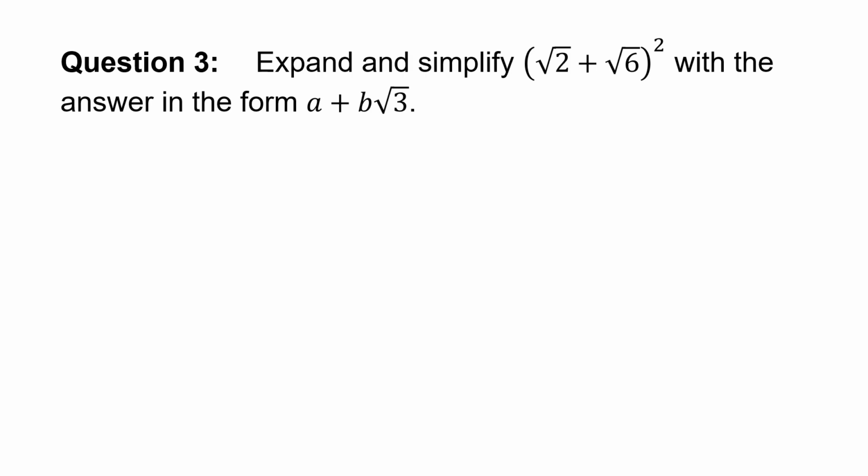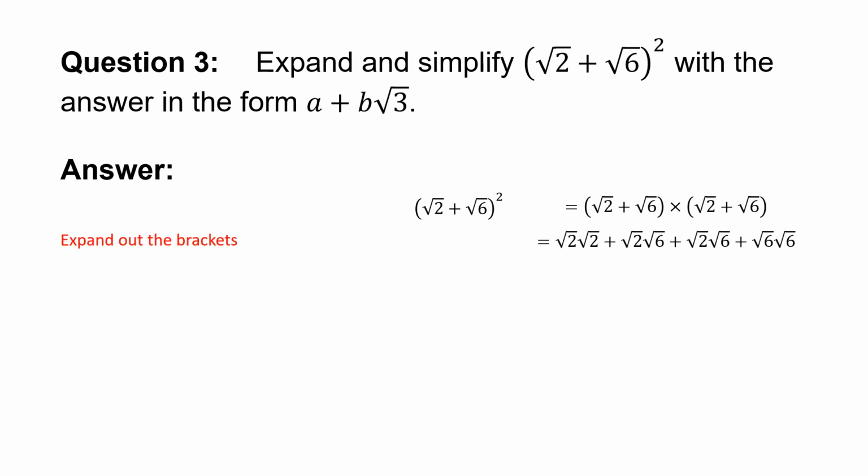So the next question we have, expand and simplify root 2 plus root 6 squared. And I want the answer in the form a plus b root 3. Okay, we'll jump into the answer. So first step is let's rewrite this with 2 brackets. So we're going to have root 2 plus root 6 times root 2 plus root 6.